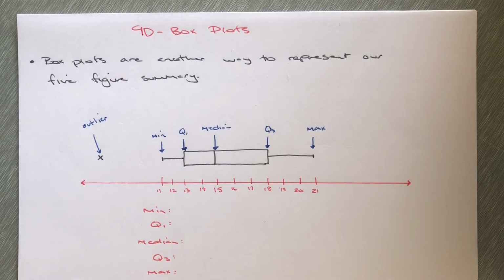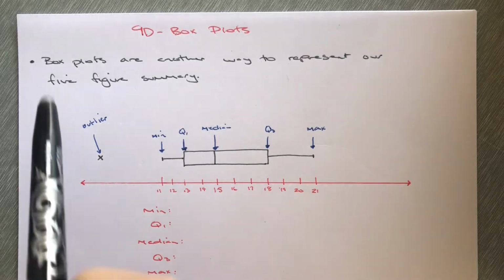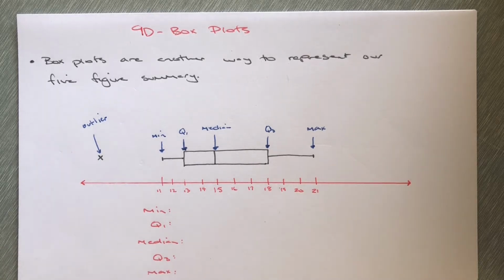Hey, year 10. We're up to 9D, which is box plots, and you'll see that the stuff we're about to do in this lesson is really similar to what you did last lesson. And that's because, as I've got written up here, box plots are another way to represent our five-figure summary. So if we can work out what our five-figure summary is, we're going to be able to draw box plots.